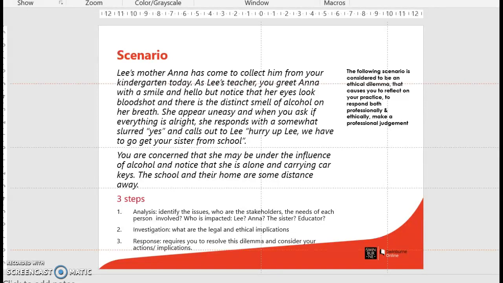We want to identify the issues here that relate to not only the child and Anna, but all of the stakeholders involved here. So you want to think about everyone who's affected by this scenario. You also want to be thinking about what aspects of this scenario require ethical consideration, and which ones require legal obligations and policies and procedures and things like that. So your response requires you to describe what you're going to do in relation to the key stakeholders and your ethical and legal responsibilities as an early childhood professional.